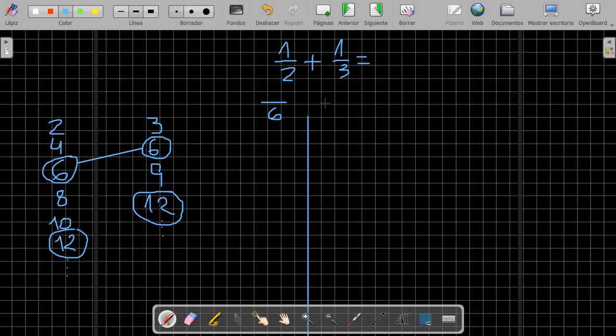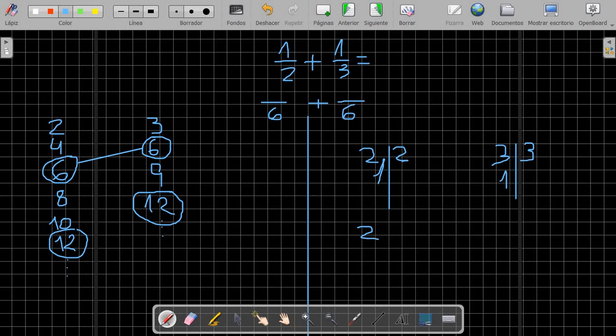But there is another way to get the least common multiple of two numbers, and that is factorizing. For that, we need to divide. First, I'm going to divide 2 by 2, and the answer is 1. With 3, well, it's impossible to divide it by 2 if we want to get integer numbers, so we will divide it by 3. 3 divided by 3 equals 1.